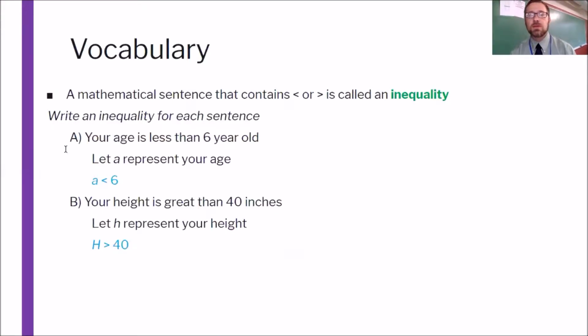Vocabulary, of course, inequality is those symbols. The first one here, your age is less than 6 years old. You would represent as A is less than 6. Your height is greater than 40 inches would be H greater than 40. They're using H for height and A for age.